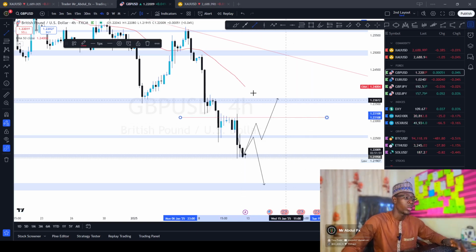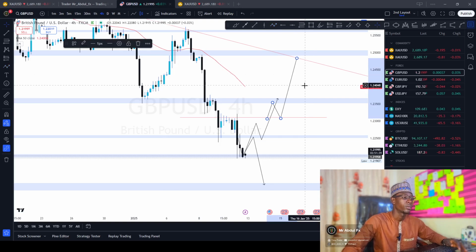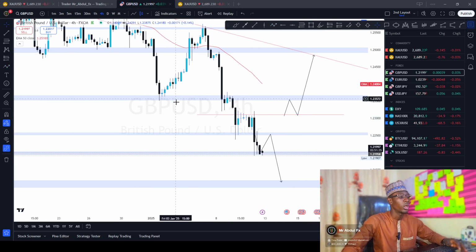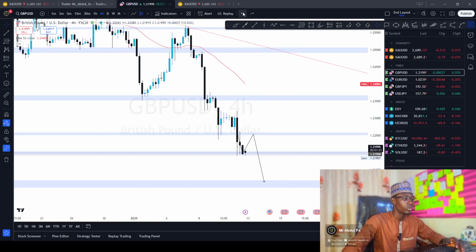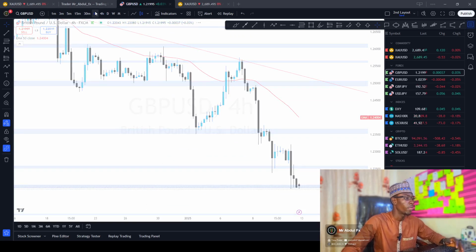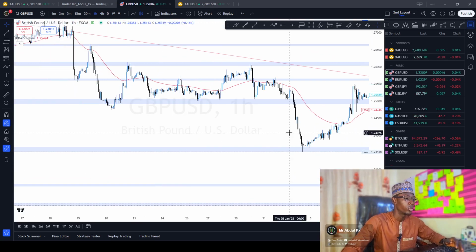So what I will be expecting is something like this. Then it will be something like break, retest, then continuation to maybe this key level or this trend line. So if that is so, then we have to wait and look for confirmation before execution. So based on the 1 hour time frame, let me go down to the 1 hour time frame and see.